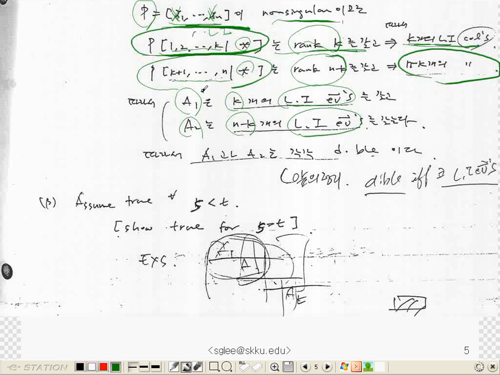Since the size of this matrix is k by k and it has k linearly independent eigenvectors, A1 is diagonalizable, and the same thing holds for A2. So A2 is also diagonalizable. This is the proof.